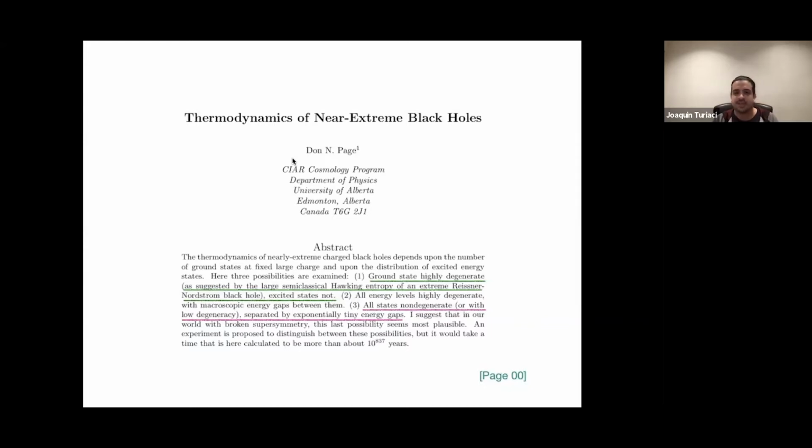Of course, our analysis cannot distinguish these exponentially tiny gaps, but we expect them to be there if one had access to a more detailed calculation. Another way to say it is that if you don't have supersymmetry, it's very unnatural to have this huge number of degenerate states exactly at extremality. There is nothing to protect them.